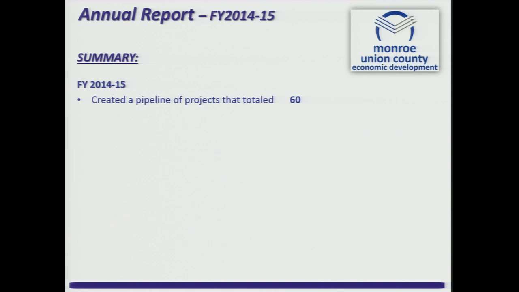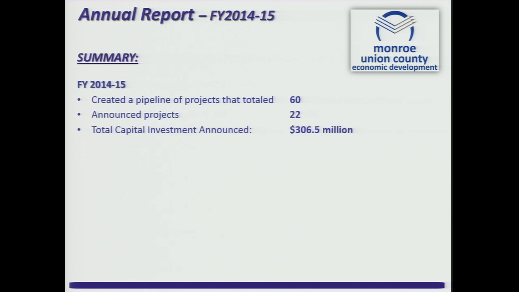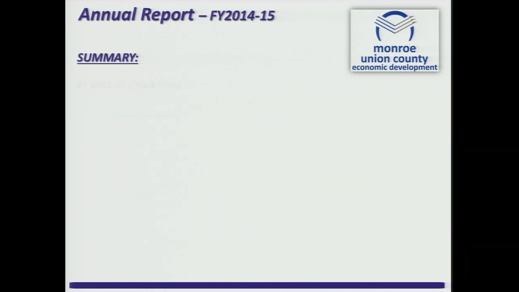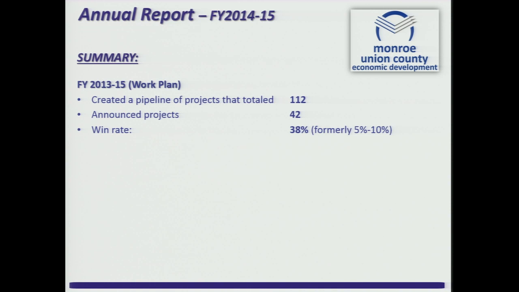So just a quick summary again, going through the list. The pipeline of projects, we totaled 60 projects into the pipeline this year. We announced 22 projects. The value, again, $306 million, creation of 717 jobs. The average of all 717 is around $54,000. If you look at the work plan from January 1st, '13, it was 112 projects generated. We announced 42. That's a 38% win rate. We're more in the 5 to 10% win rate. To have that kind of win rate made up for some of those projects, the numbers of projects that we didn't have in the pipeline. It was just amazing to have that kind of win rate.